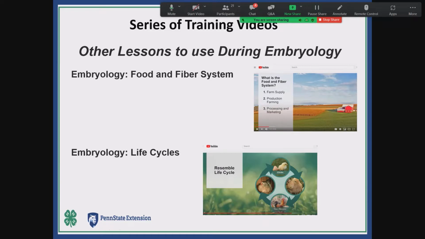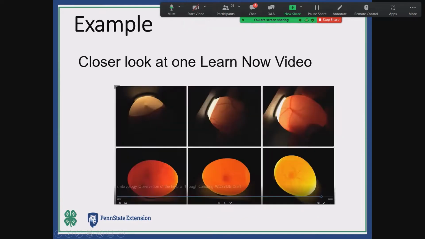And then there's a really good Learn Now video about life cycles, from resembling to metamorphosis, those types of things. So it talks about the different stages of life for a lot of different organisms, done very well. That's very helpful in the classroom and meets a lot of educational standards.